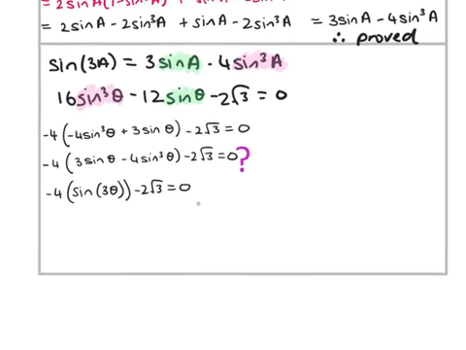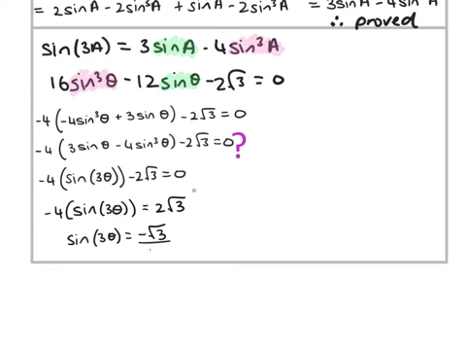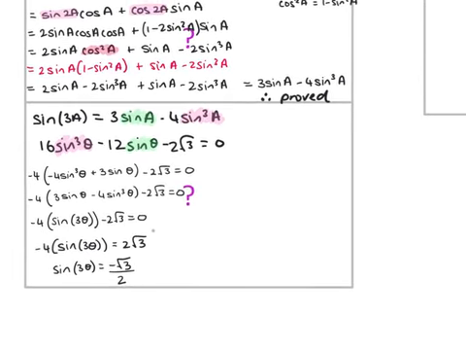Okay, this is really lovely now actually, because now I can add 2 root 3 to both sides. So I'm going to get minus 4 sine 3 theta equals 2 root 3. To get sine of 3 theta on its own, I'm going to divide by minus 4, so we're going to get minus root 3 over 2. Perfect. Okay, so now we're ready to solve this.